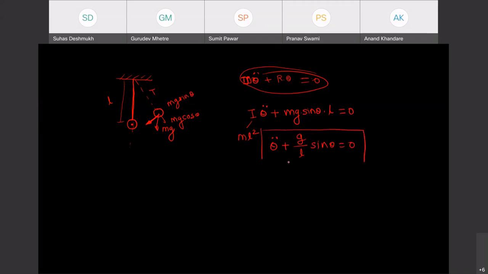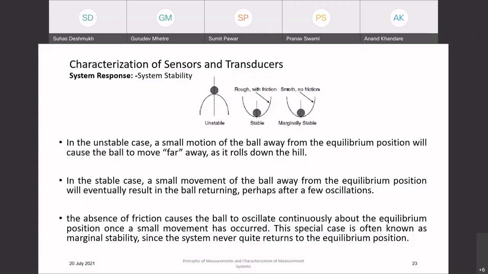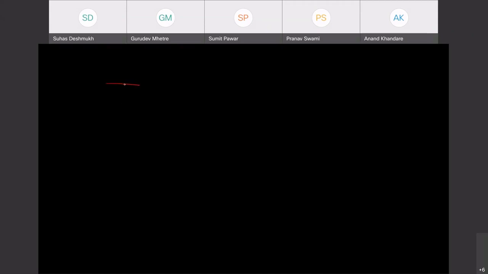This is a non-linear differential equation. It is not linear, and the reason is sine theta. If my theta is very small, less than 1 degree or something, sine theta is approximately equal to theta. Otherwise I cannot have sine theta equal to theta. That is what basically comes. Then we come up with the equations.